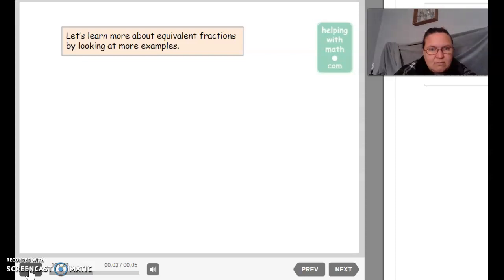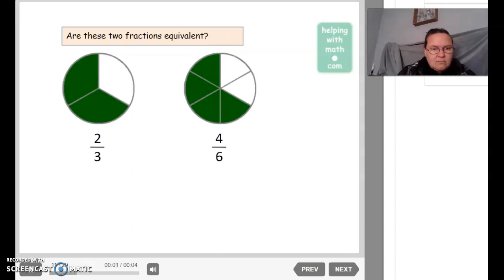Let's learn more about equivalent fractions by looking at more examples. Are these two fractions equivalent?